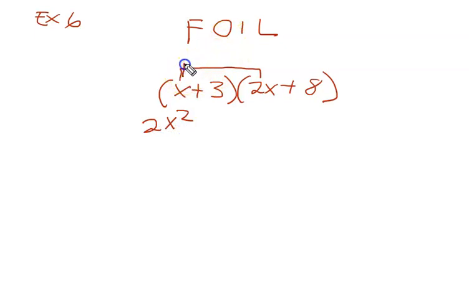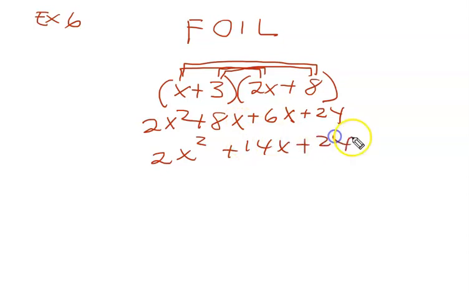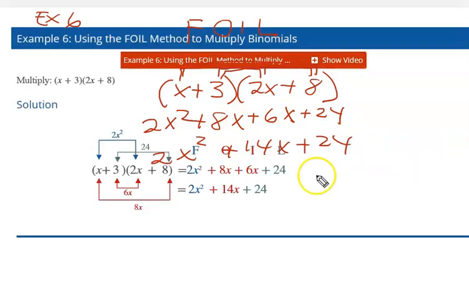Now your outers, and I've done this and continue to do it from time to time, plus 8x, inners, plus 6x, last, plus 24. Now grouping our like terms, 2x squared plus 14x plus 24 does the job. And that's what we've gotten here.